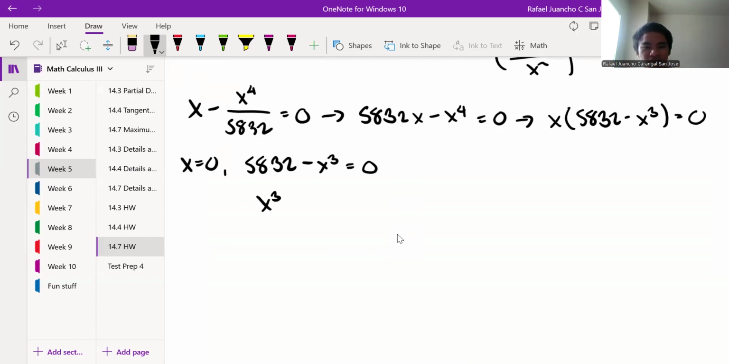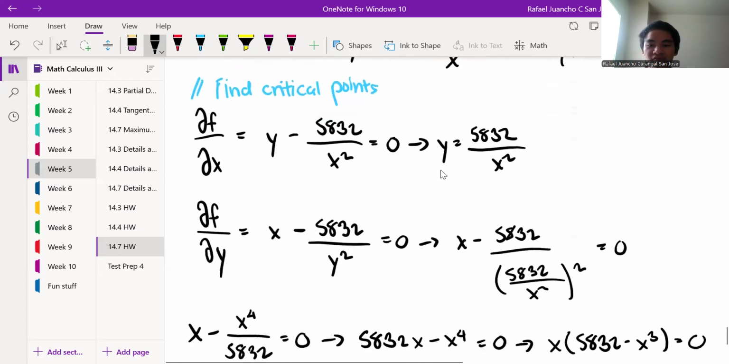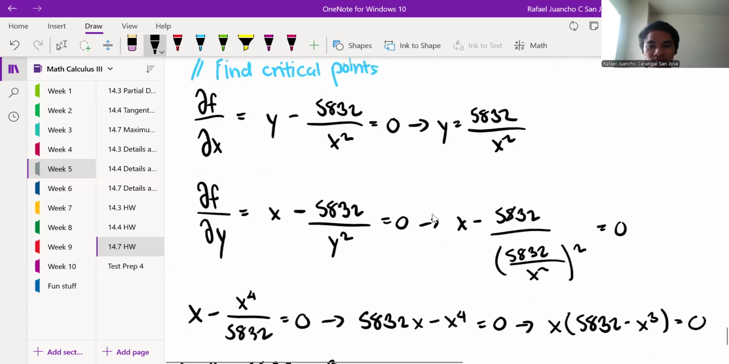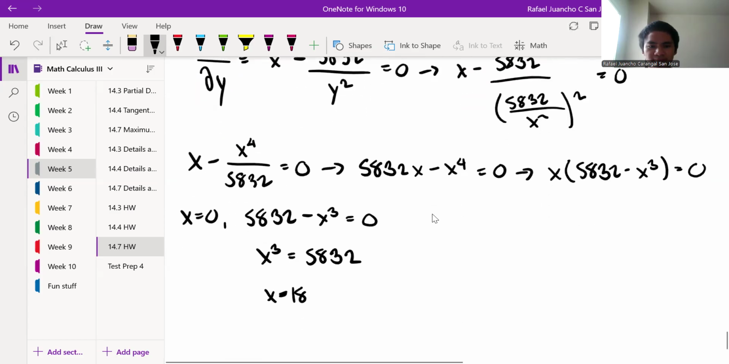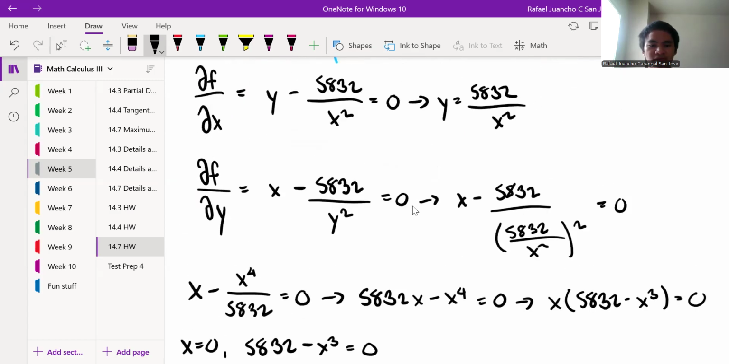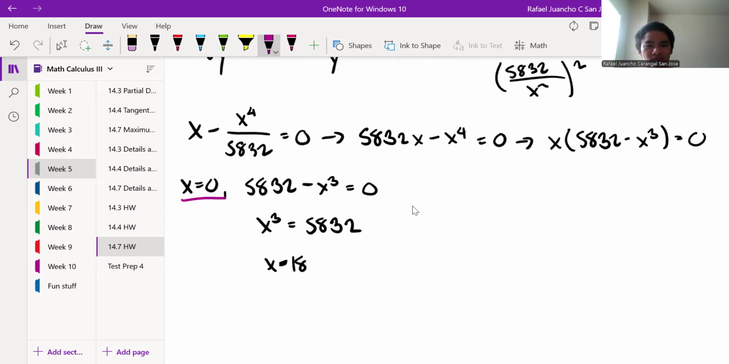Well, this is just x cubed is equal to 5832. And then I do x is equal to 5832 to the power of 1/3, and that gives me 18. So x is just 18, or x is 0. And so I have two things here: either x is 0 or x is 18. Then I plug that back into my y.